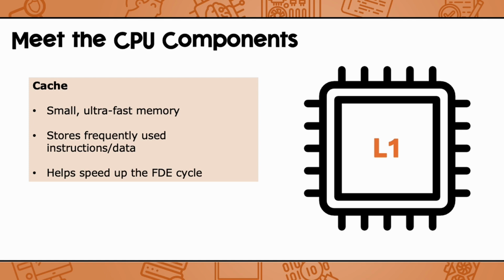Next we have cache memory. Cache is a small amount of extremely fast memory built directly into the CPU. It stores frequently accessed instructions and data, meaning the CPU doesn't need to wait for the much slower RAM as often. The larger and faster the cache, the better the CPU can perform.